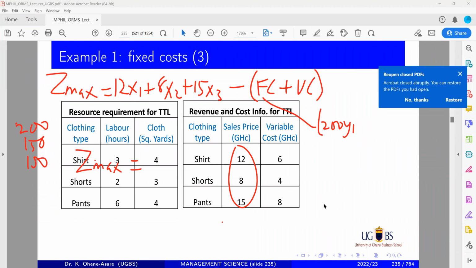Now watch this. If the Y1 is 1, then the 200 becomes 200, isn't it? It becomes 200 times 1. Now we know the cost. But if the Y1 is 0, then it will be 0 times 200. So we are left with nothing. And so that means that fixed cost was not incurred. And that is the point you're talking about. So you have 200 Y1 plus 150 Y2 plus 100 Y3.